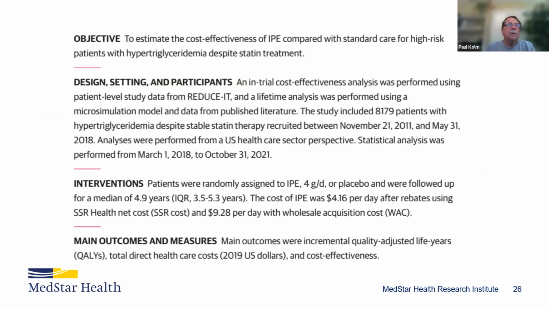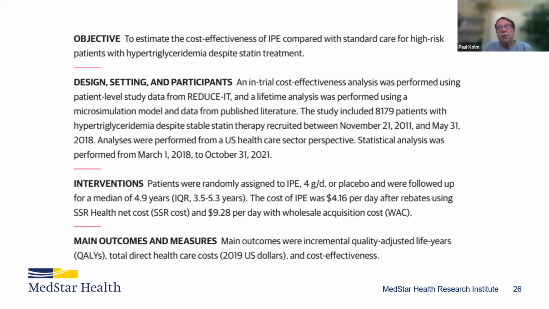And so our objective was to estimate the cost effectiveness of IPE compared with standard of care for these high-risk patients. And so the study was a really quite large one. We had some 8,000 patients. I would also mention that this was also a multinational study.